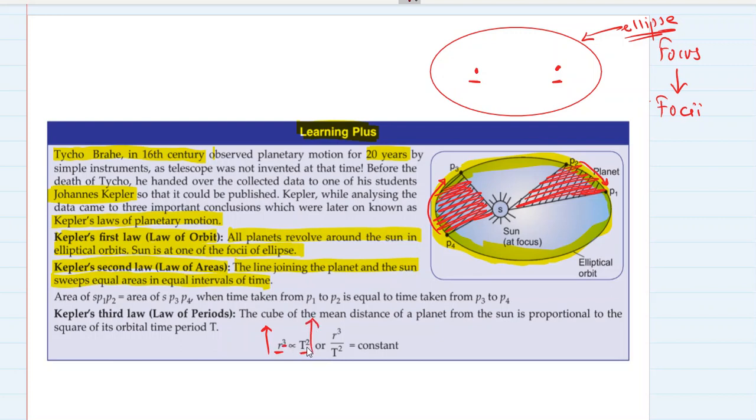But this is cube and this is square. So if the planet is far away from the sun, it will revolve slowly.